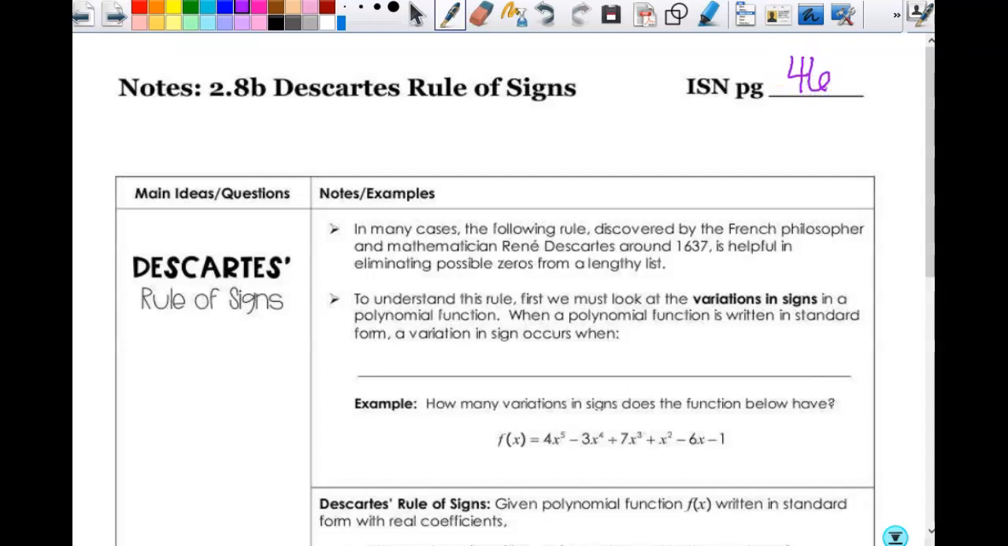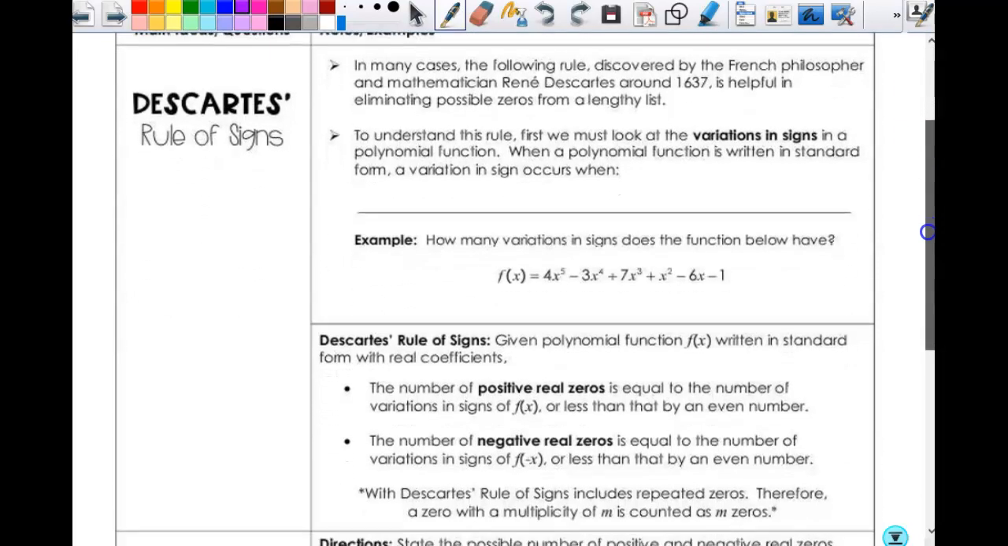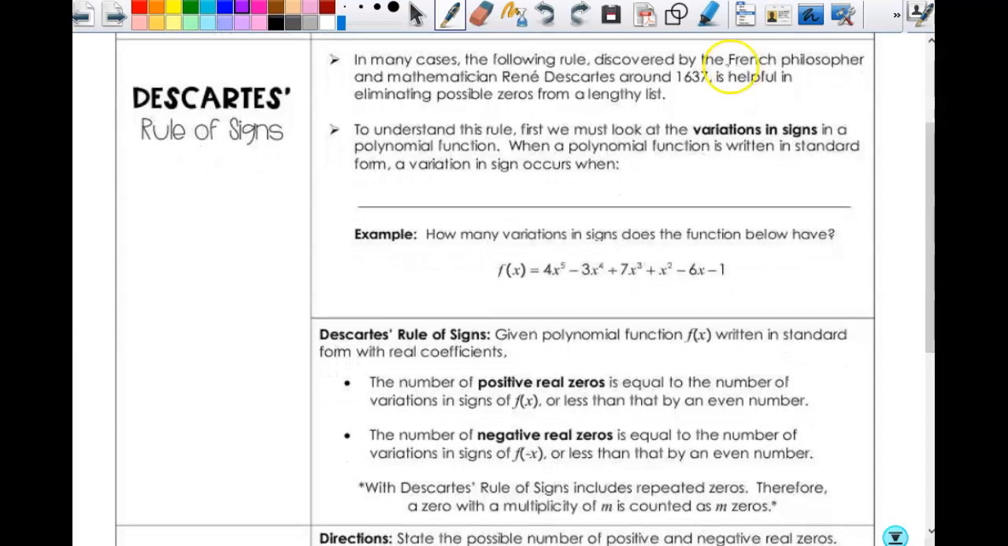So this is Descartes' rule of signs, which helps us narrow things down even more. René Descartes was a French philosopher and mathematician in around 1637. He was helpful in eliminating possible zeros from a lengthy list, so this can be helpful. The Cartesian plane, if you've ever heard of that, is the x and y coordinate plane that you graph on. He is responsible for that, and some other things. We'll talk about him a little bit more, but that's who René Descartes is.